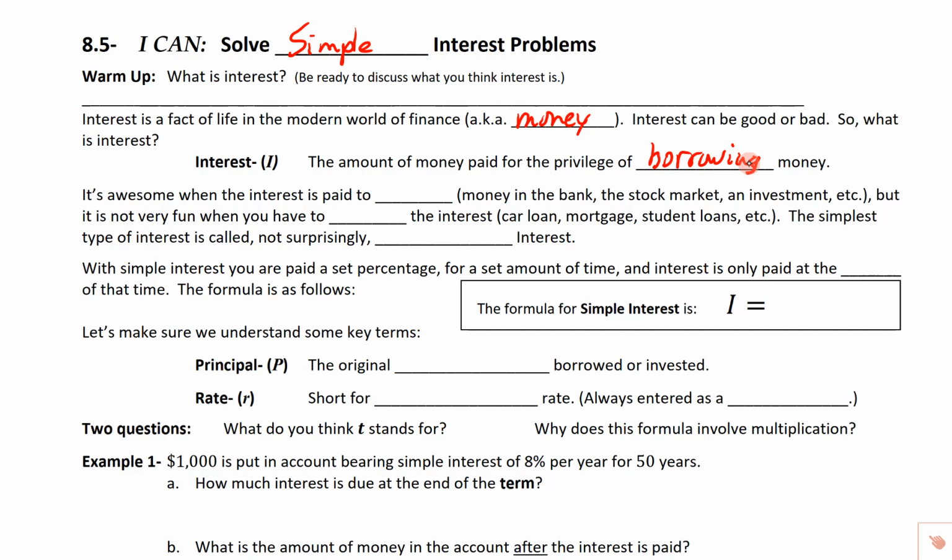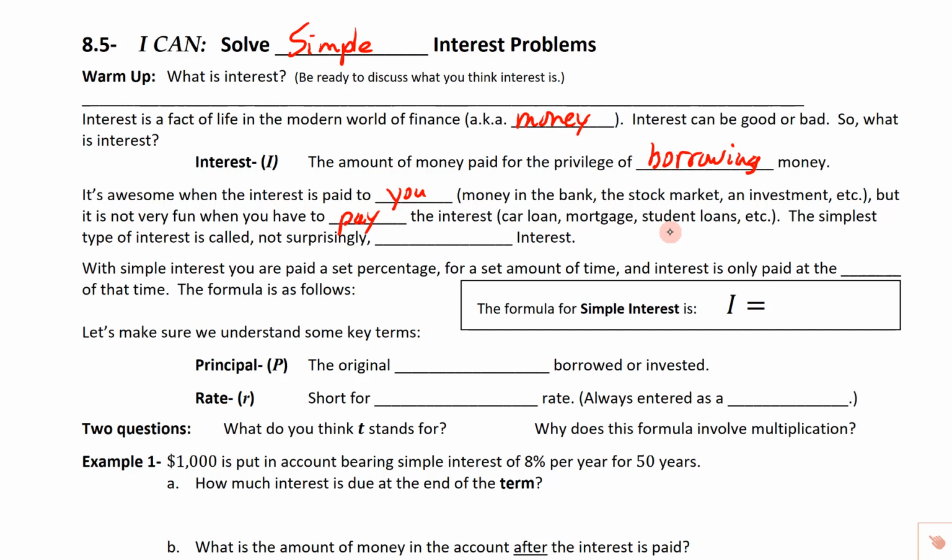So it's really awesome when interest is paid to you. If somebody pays you interest, that's really awesome because you get more money than you had. And that can happen when you put money in the bank, the stock market, an investment account, something like that. But it's not very fun when you have to pay interest. If you have a car loan or a mortgage, that's a fancy word for a home loan, or student loans or different things like that, you have to pay interest. So you have to pay for the privilege of borrowing money.